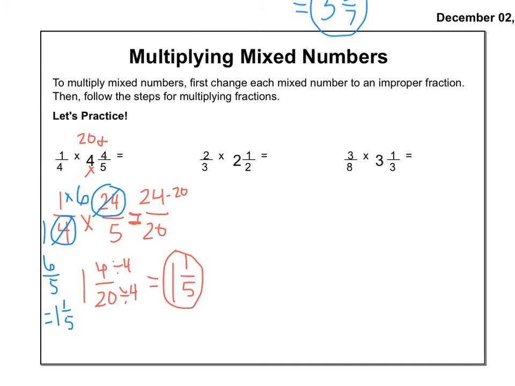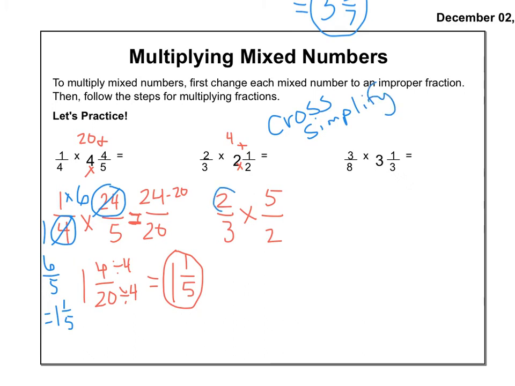So if we look at the second example, we have 2/3 times 2 1/2. So let's do this one like we did the first one. Rewrite our regular fraction. We're going to change our mixed number to an improper fraction. So 2 times 2 is 4, plus the 1 gives us 5, and we would write that over 2. Now, we're going to check both fractions and see if we have anything across from one another that would simplify. We call this cross-simplifying. So we're going to cross-simplify before we multiply.